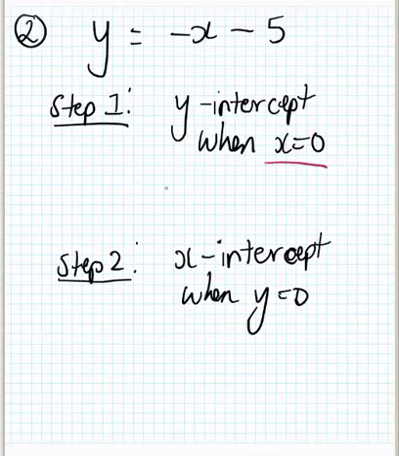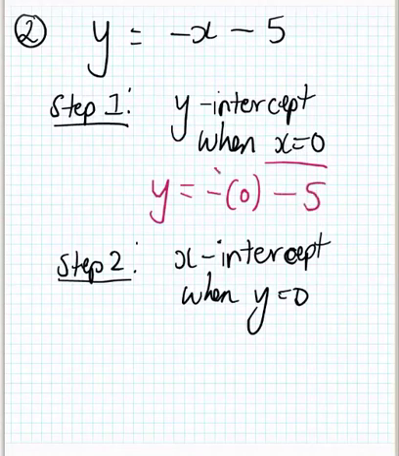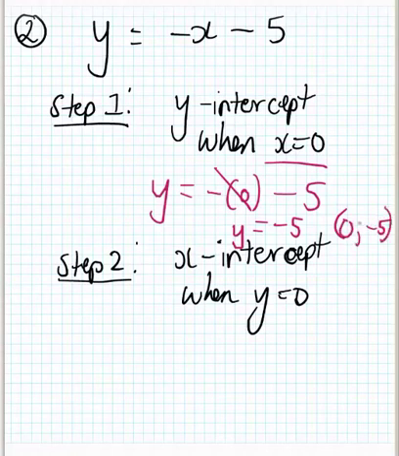So we make x equals 0. So we have y equals -1 times 0, -5. That's just 0 here. So y equals -5. So the y-intercept, that point is when x is 0 and y is -5. Show it as a point. Done. Now, step 2, we have to find the x-intercept, and that is when y is 0.